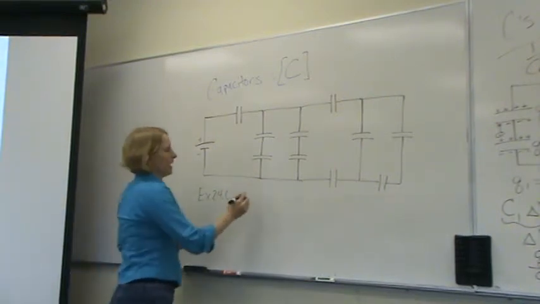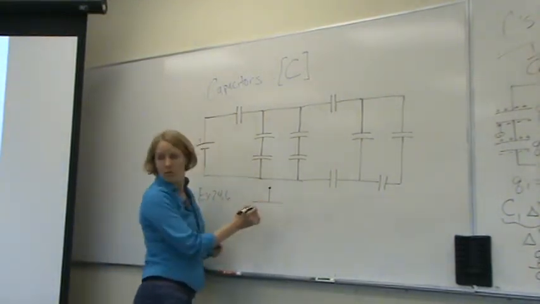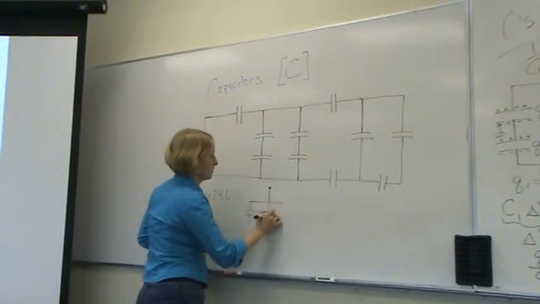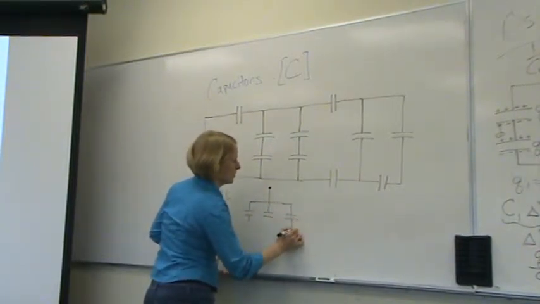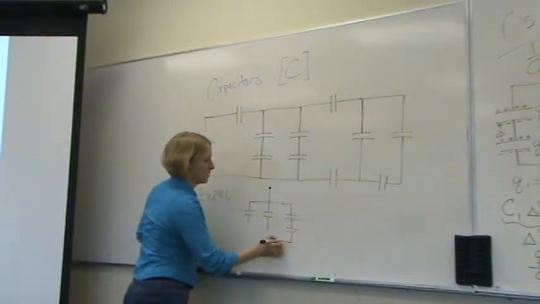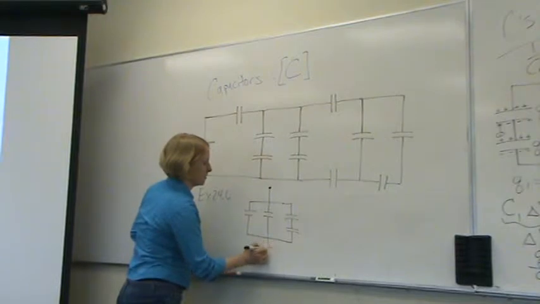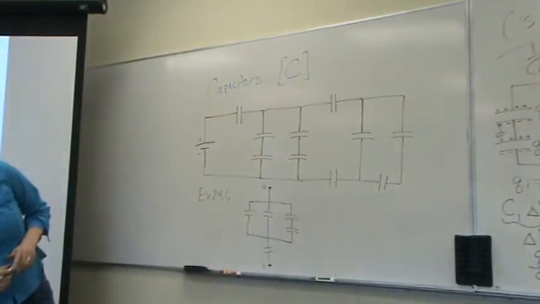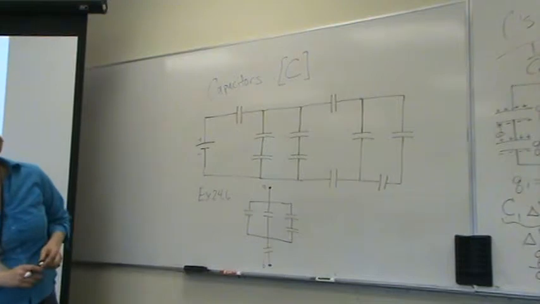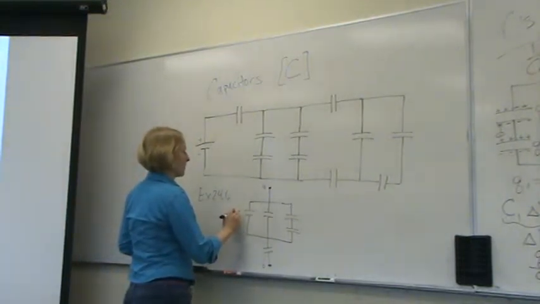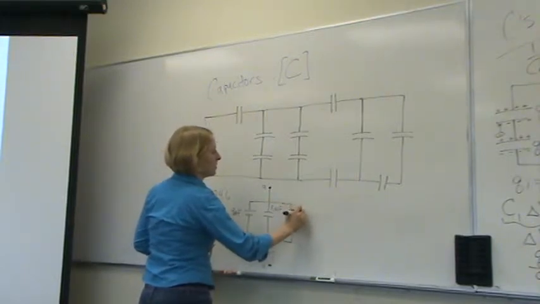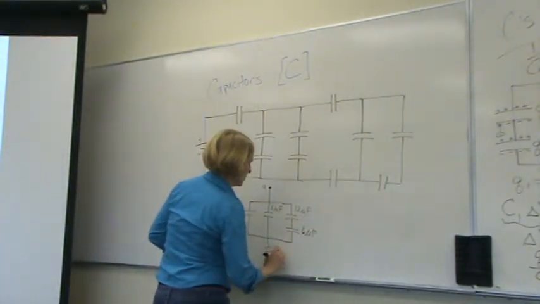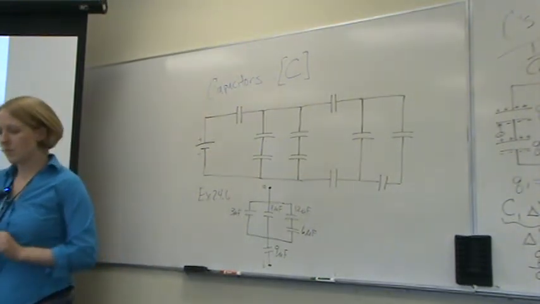So this has 1, 2, 3, 4, 5 capacitors. And they don't all have the same capacitance: 3, 11, 12, 6, and 9. All right, so I've given you some things to think about.